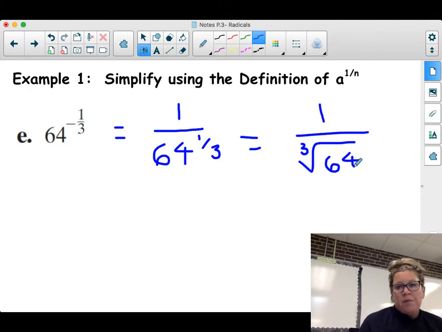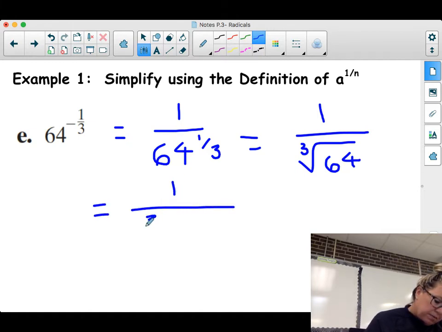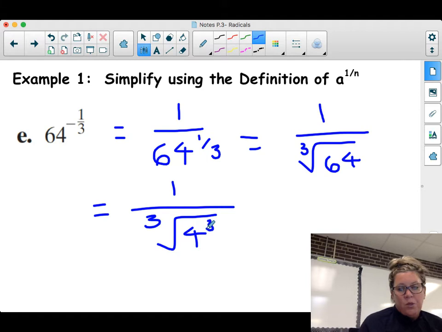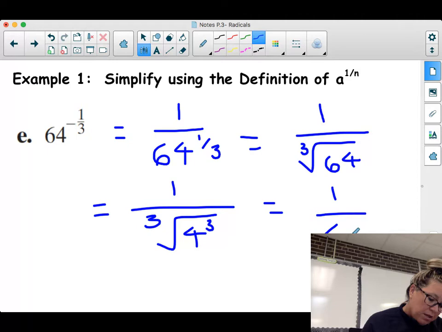Now you're going to simplify the cube root of 64. So you're looking for perfect cubes. 4 times 4 times 4 is 64. So the cube root of 4 cubed, your index and your power match up, so they cancel each other out. So that denominator is going to be a 4. So your final answer is 1/4.